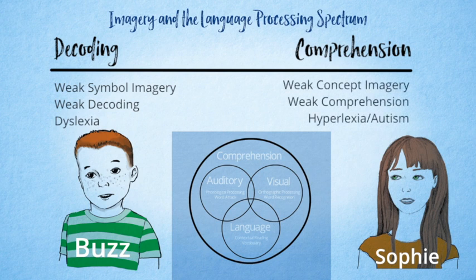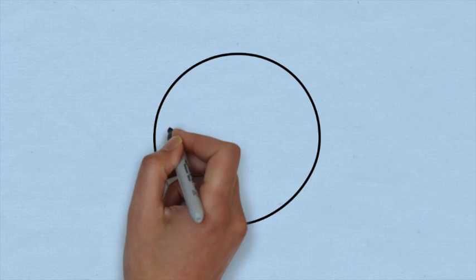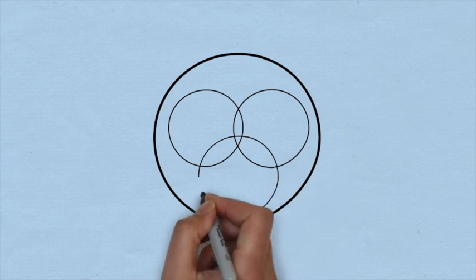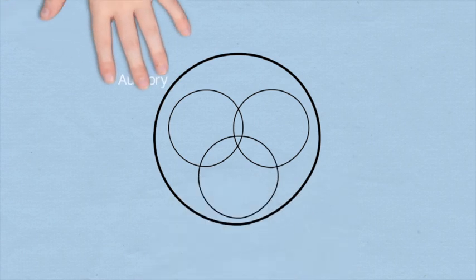Let's take a look at imagery and the language processing spectrum. We have two different students here with two very different profiles. Buzz had a sensory system where he could process the whole and could comprehend, but he couldn't process the parts. He had difficulty with sounds and letters and reading. On the other end of the spectrum, Sophie's sensory system could process the parts, the sounds and the letters, but not the whole. She had difficulty comprehending what she read and what she heard.